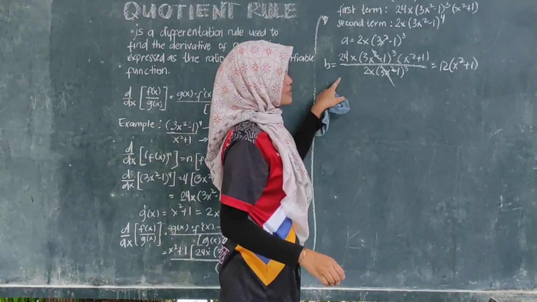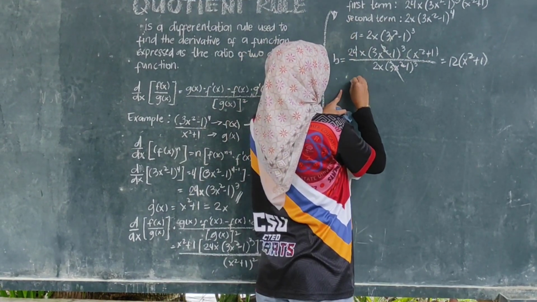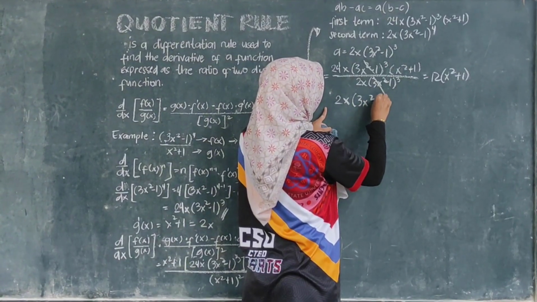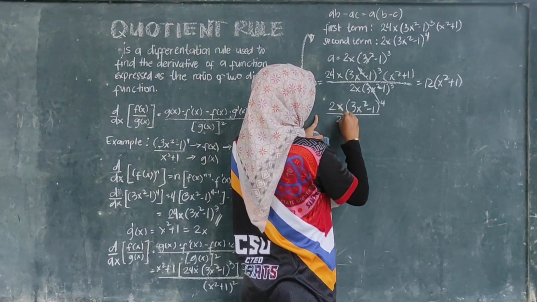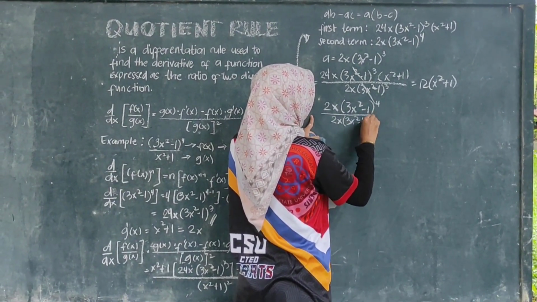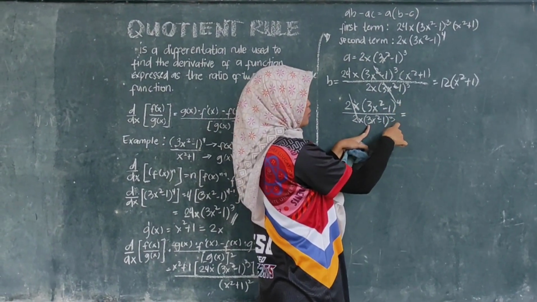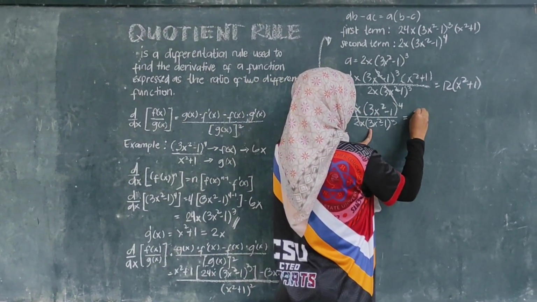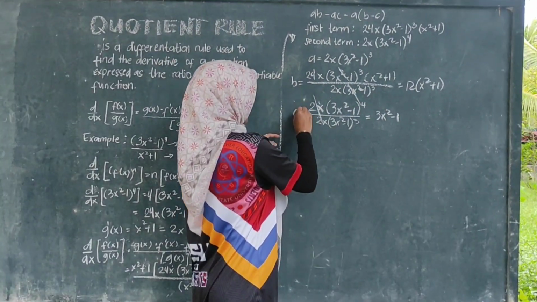So next, let's get the C, using the second term. So 2x times (3x squared minus 1) to the power of 4 all over 2x times (3x squared minus 1) to the power of 3. So this cancels out, and 4 minus 3 is equal to 1. So the factor is 3x squared minus 1. This is our C.